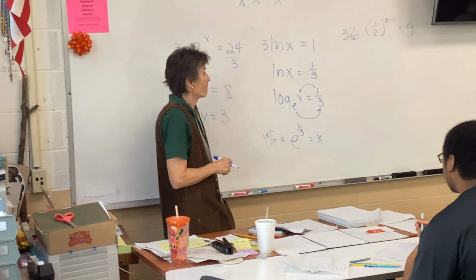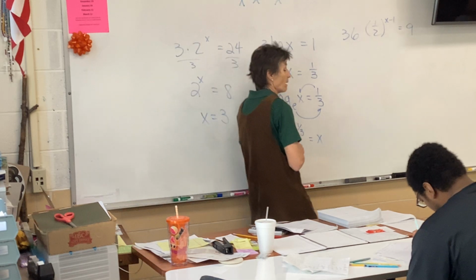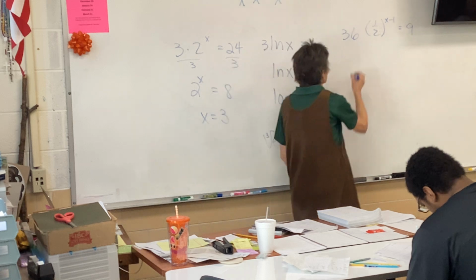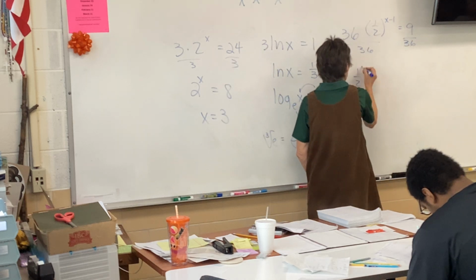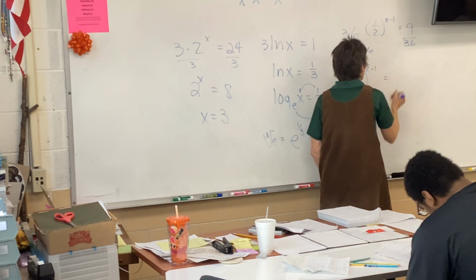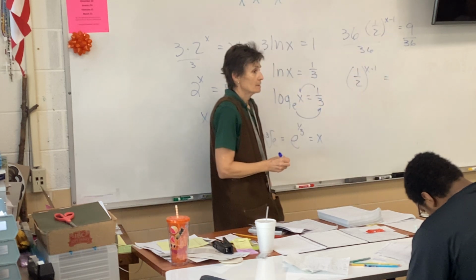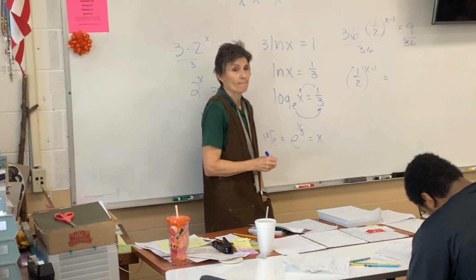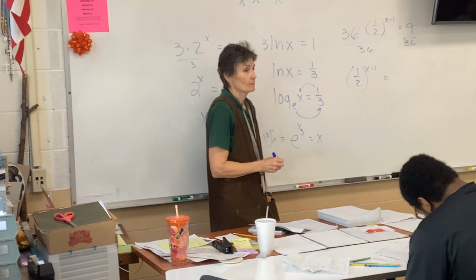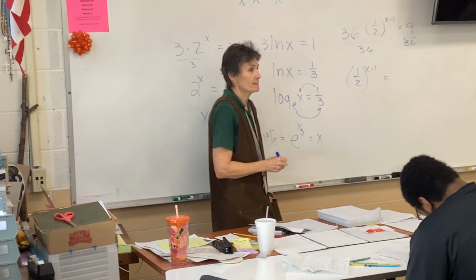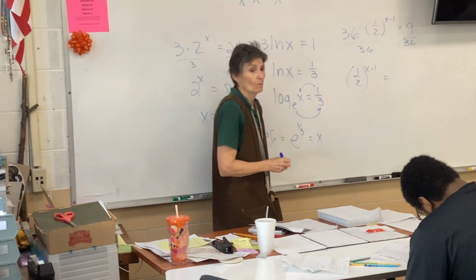Step 1, divide by what? 36. We're going to divide by 36. So we have 1/2 to the x minus 1 equal to what? 9 over 36. Reduce it. What's 9 over 36? 1/4.